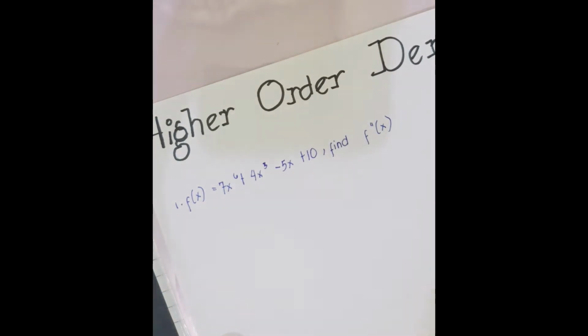This is my example. f of x is equal to 7 raised to the power of 6 plus 4x cubed minus 5x plus 10.